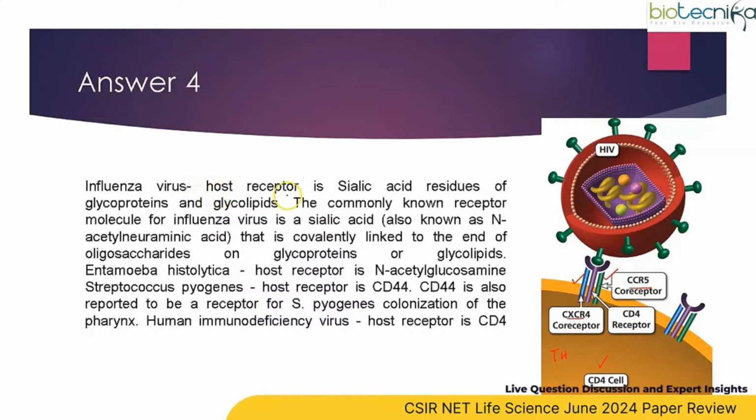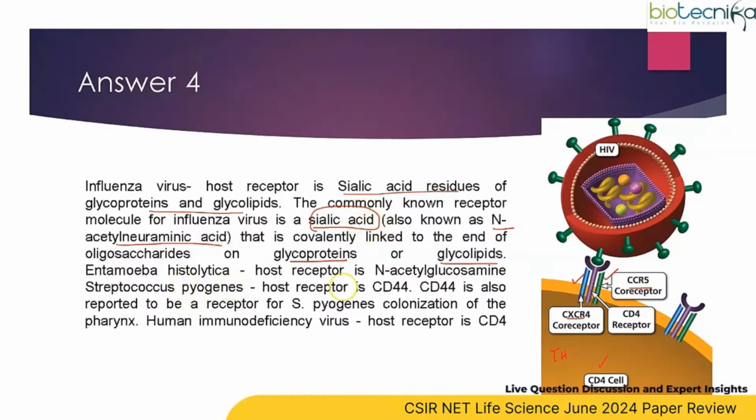So influenza virus, host receptors, sialic acid residues of glycoproteins and glycolipids. Okay, so the commonly known receptor molecule for influenza virus is sialic acid. It is also known as N-acetylneuraminic acid. Now this is covalently linked to the end of oligosaccharides on glycoproteins or glycolipids. So remember N-acetylneuraminic acid, that is the sialic acid.